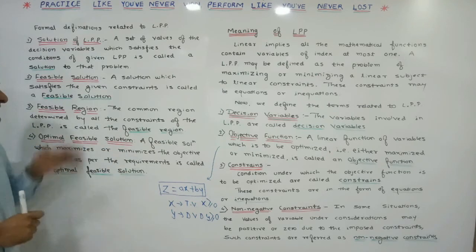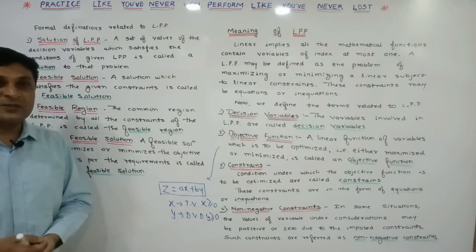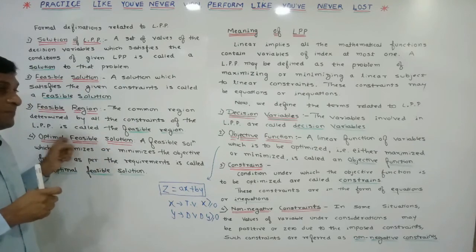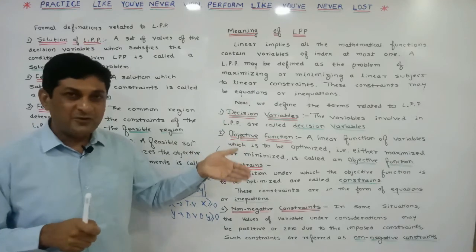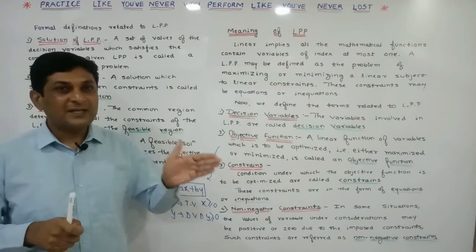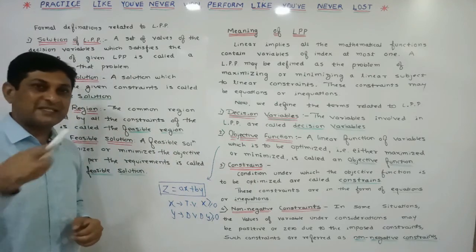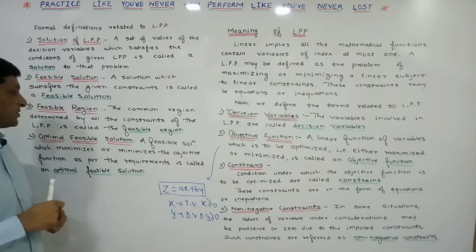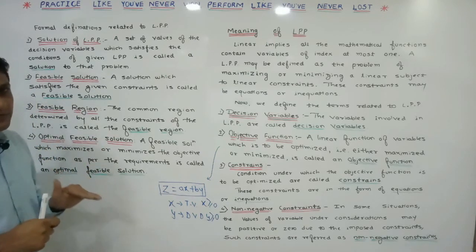Now the optimal feasible solution. In a feasible region, infinite feasible solutions are there. Optimal means the value of the objective function where it gets optimized, that is, where it becomes maximum or minimum. Such solutions are called optimal feasible solutions.